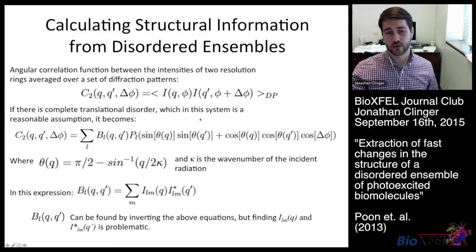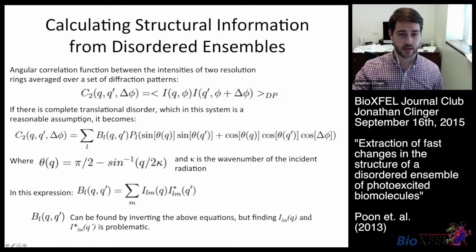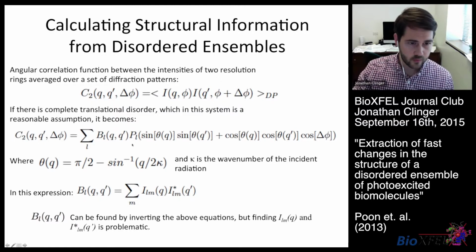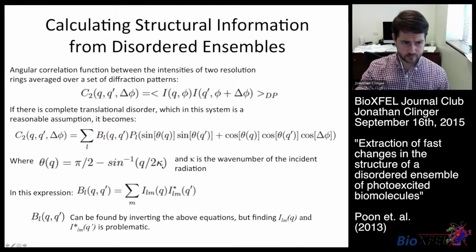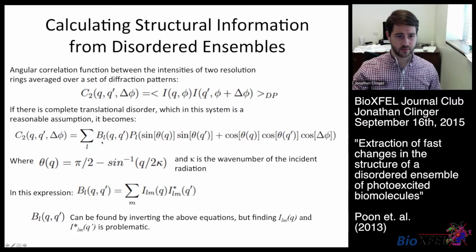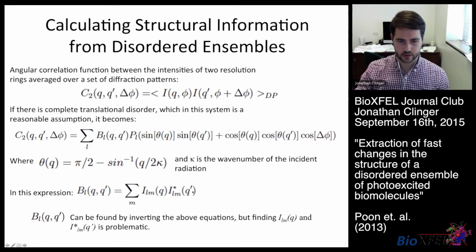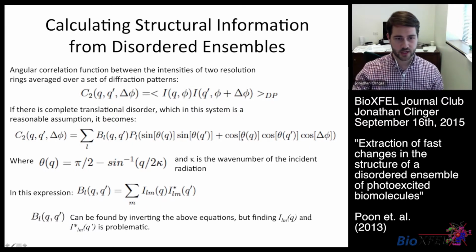And if there's complete rotational disorder, which, if we're in a jet, we assume is a good assumption to make, it becomes this, based on spherical harmonics, where theta is the scattering angle and kappa is the wave number of the incident radiation. In this expression, you can solve for this B value. It becomes the sum of I_lmq and this other I_lmq prime. We can find the B by inverting this equation, but finding the individual I in I star is problematic, especially when you have a good search model.